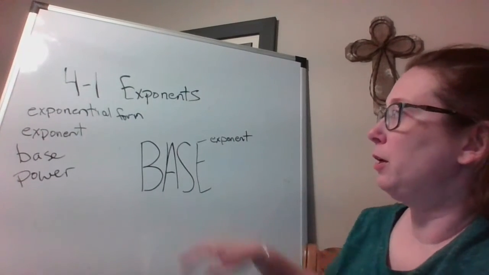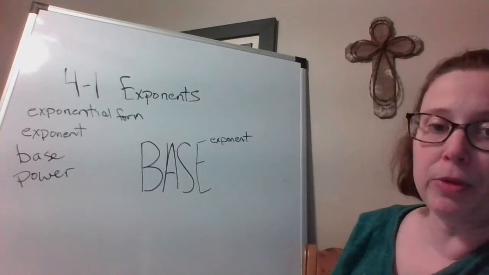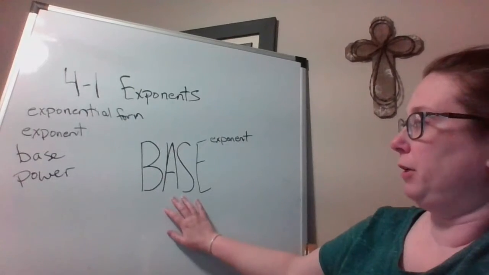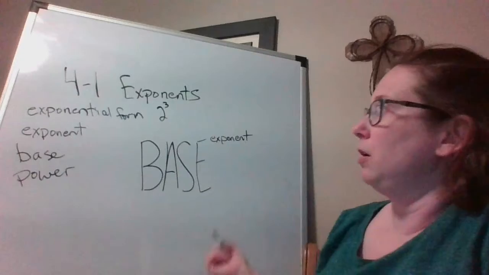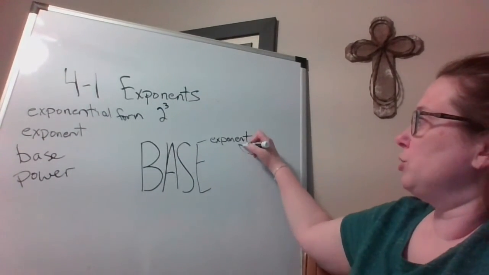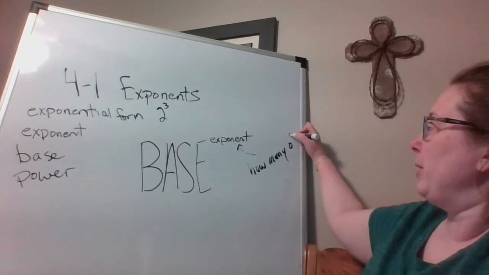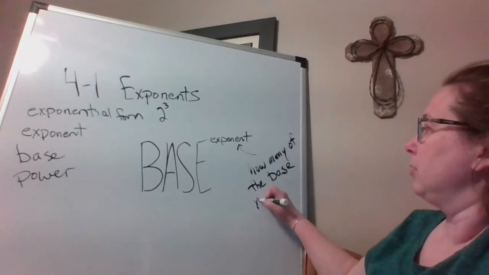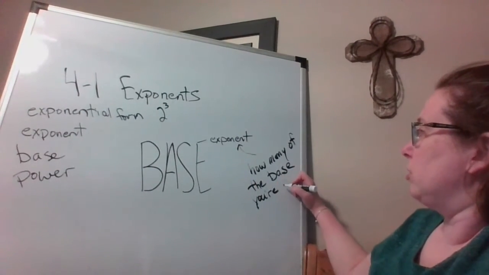Alright, so now that you're back, the first of our definitions is exponential form. What that means is you have a number that's in exponential form. You have it written as a base and an exponent, which might look something like this. The exponent is your little number that's up high. That tells you how many of the base you have, which you're multiplying. How many of the base you are multiplying?